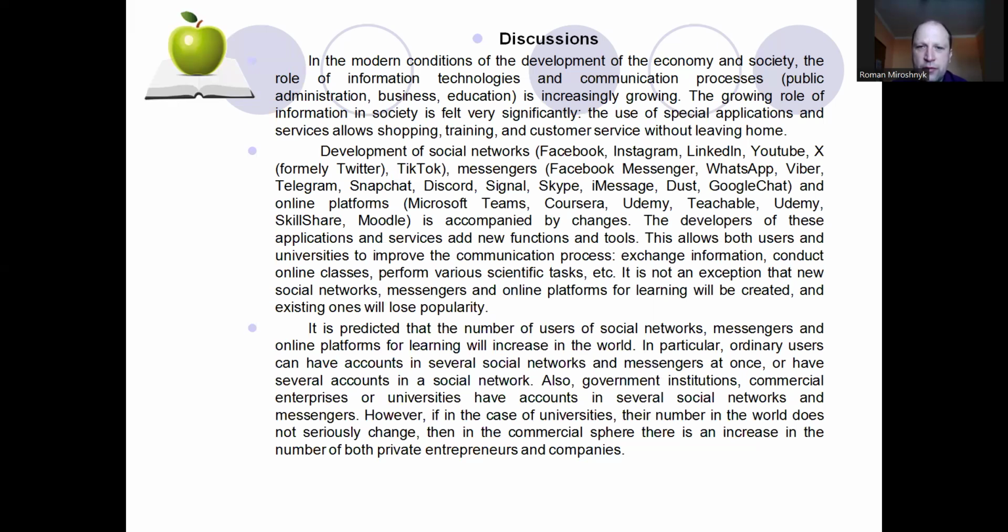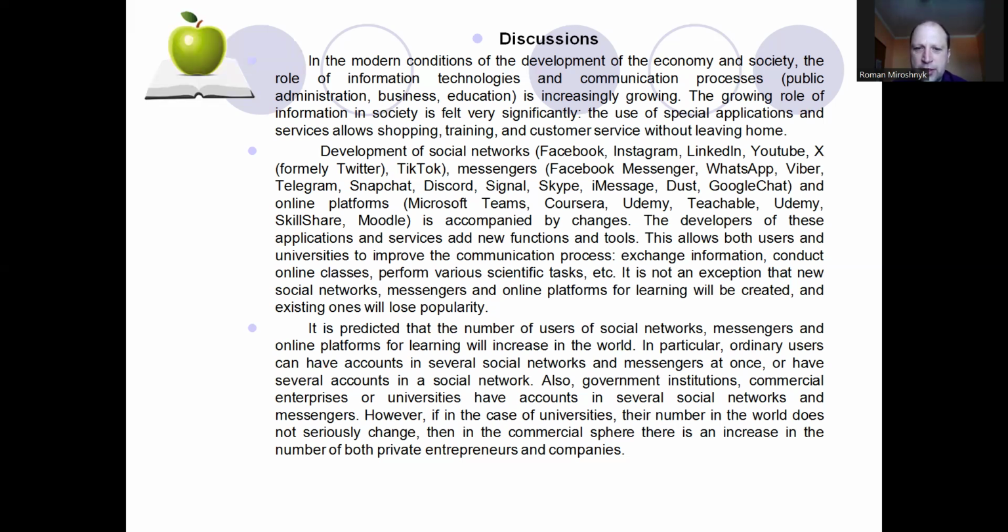The development of social networks, for example, Facebook, Instagram, LinkedIn, YouTube, X, TikTok, Messenger, Facebook Messenger, WhatsApp, Viber, Telegram, Snapchat, Discord, Signal, Skype, iMessage, Google Chat, and online platforms such as Microsoft Teams, Coursera, Udemy, Teachable, Skillshare, Moodle is accompanied by change. The developers of these applications and services add new functions and tools. This allows both users and universities to improve the communication process, exchange information, conduct online classes, and perform various cognitive tasks.